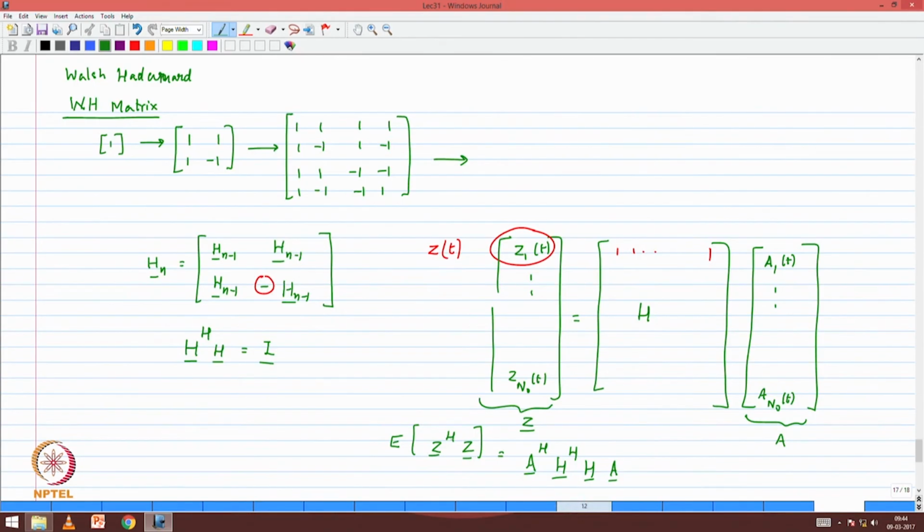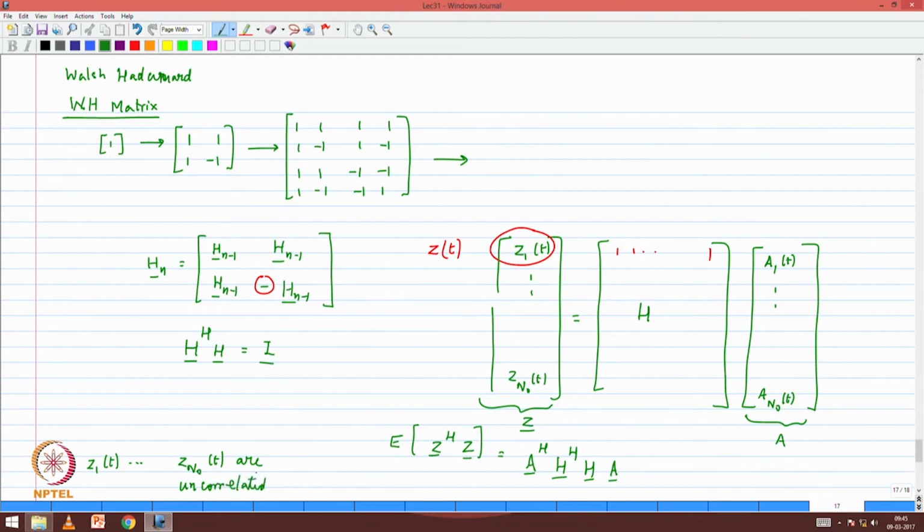You find that all these Z1 through Zn naught are what type of variables? There is no correlation between them. They are all uncorrelated variables because the correlation matrix is a diagonal matrix. That means they have only correlation with themselves. They are not correlated with anybody else, any of the other functions. So, this basically means that Z1 of t through Zn0 of t are all uncorrelated with each other.